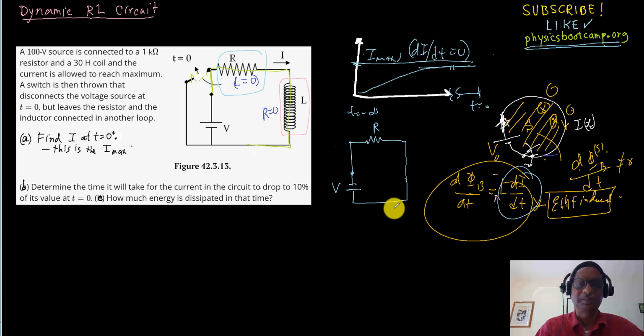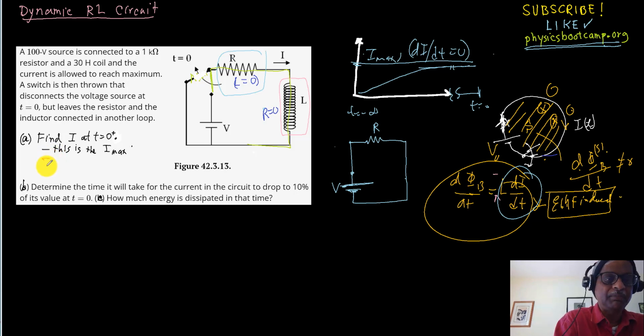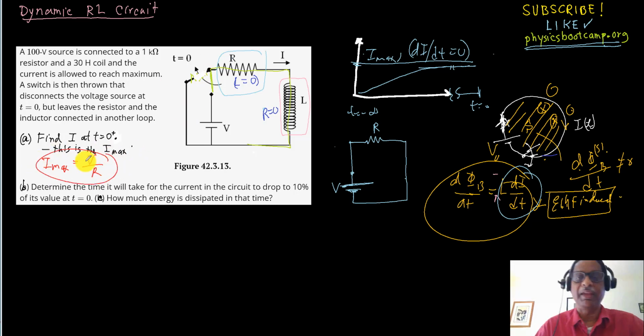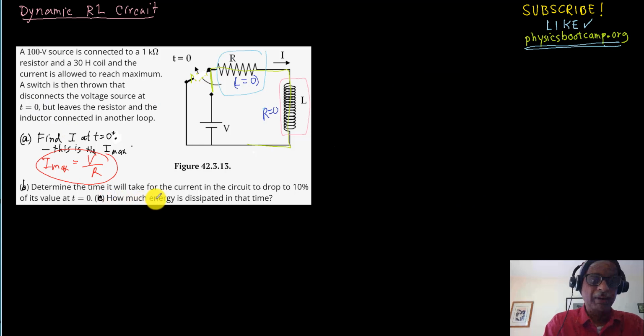If I give you this circuit, with V in that direction in the diagram, then the answer for A will be very simple for you. This is just V equals IR. So I max is simply V over R in this circuit. So that's the answer for A. Okay, how do you do B? Let me pause. So how do you do B?